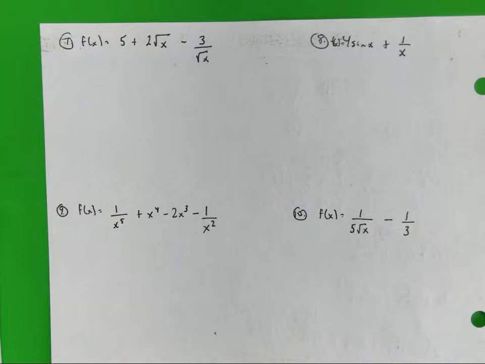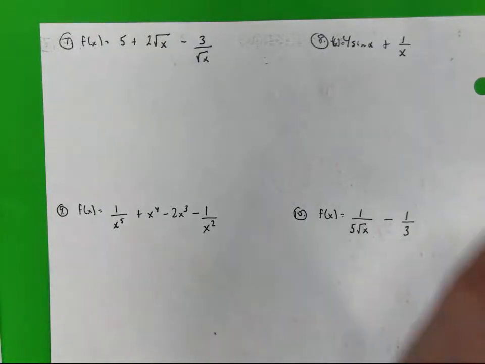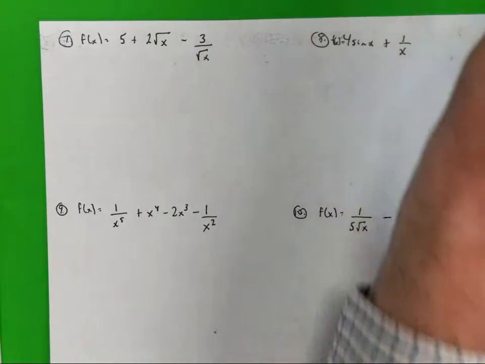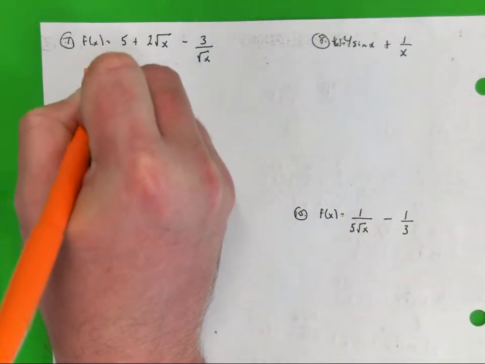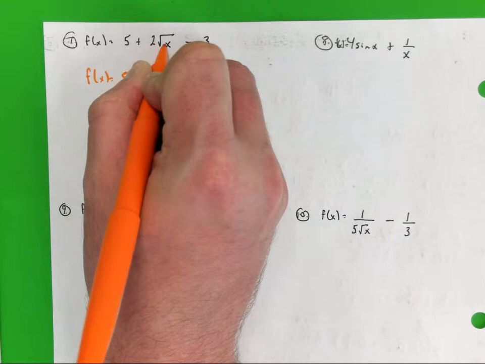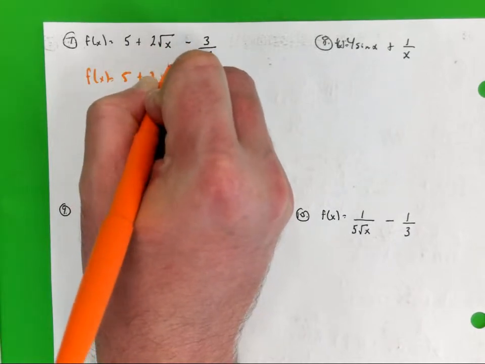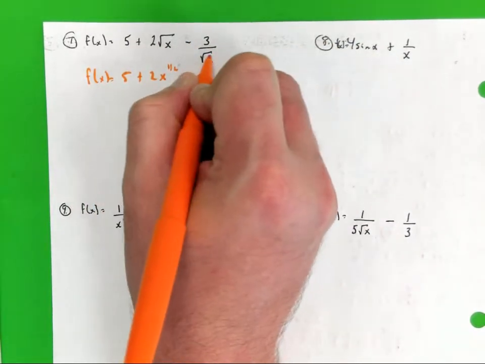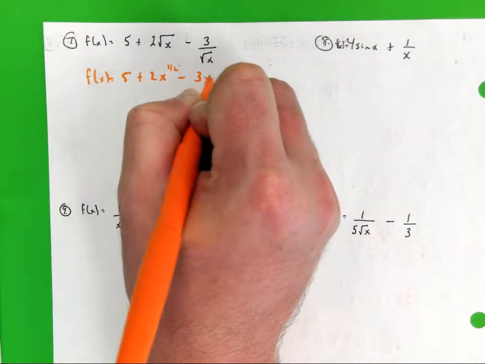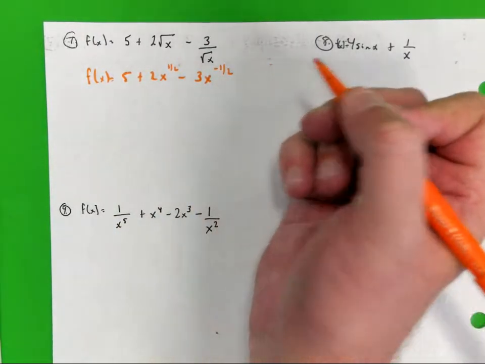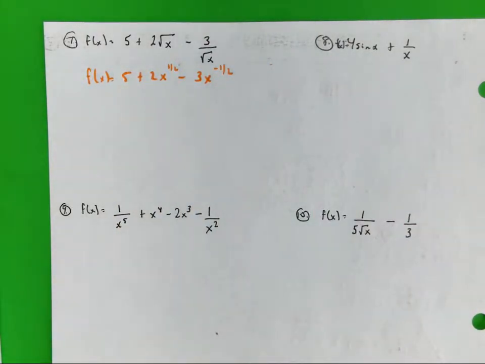Number 7. Do we need to rewrite anything in number 7? Do you think we need to? Yes, for sure. Let's rewrite this. We need to rewrite that square root of x is 2x to the what? 1/2. And then this right here needs to be 3 times x to the what? Negative 1/2. You need to rewrite your radicals using exponents.